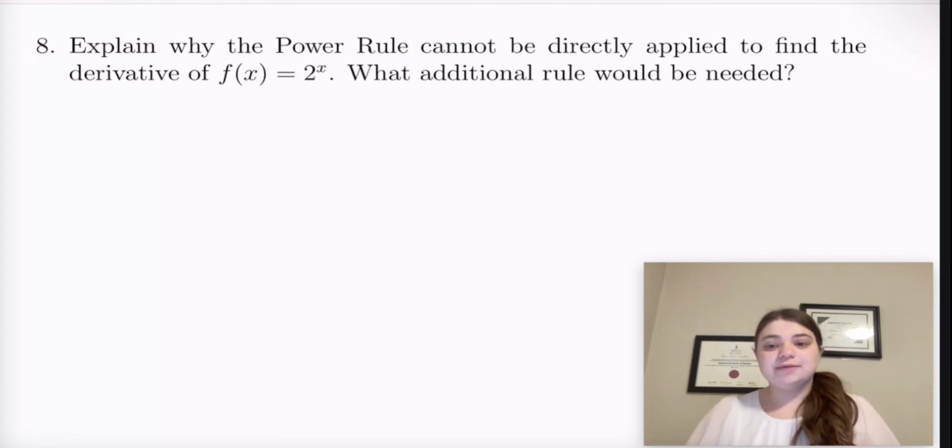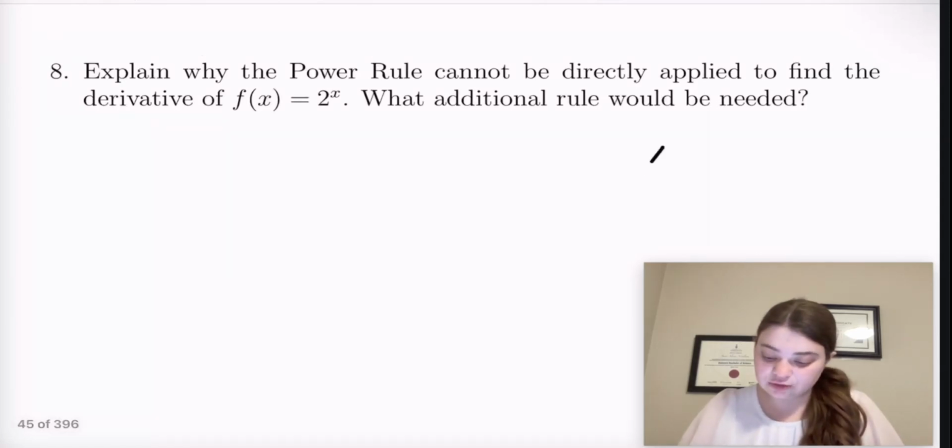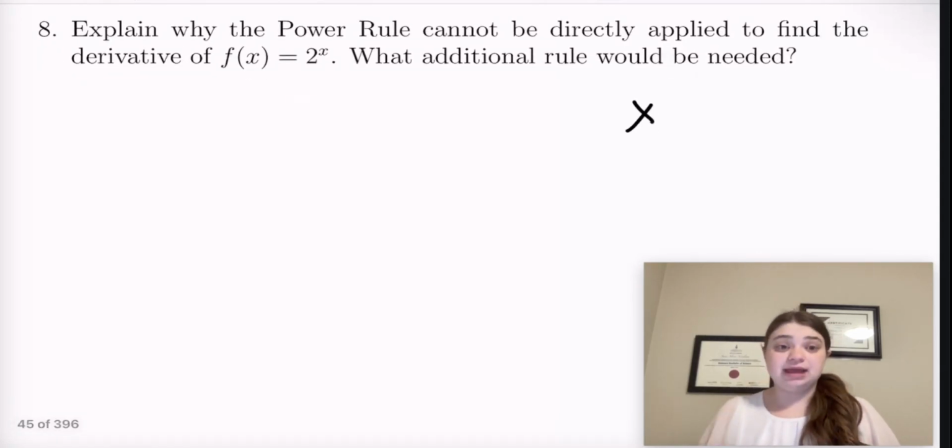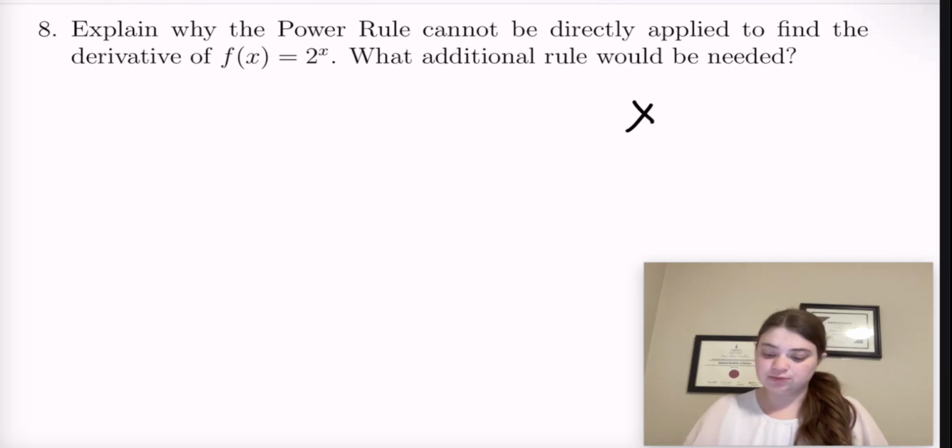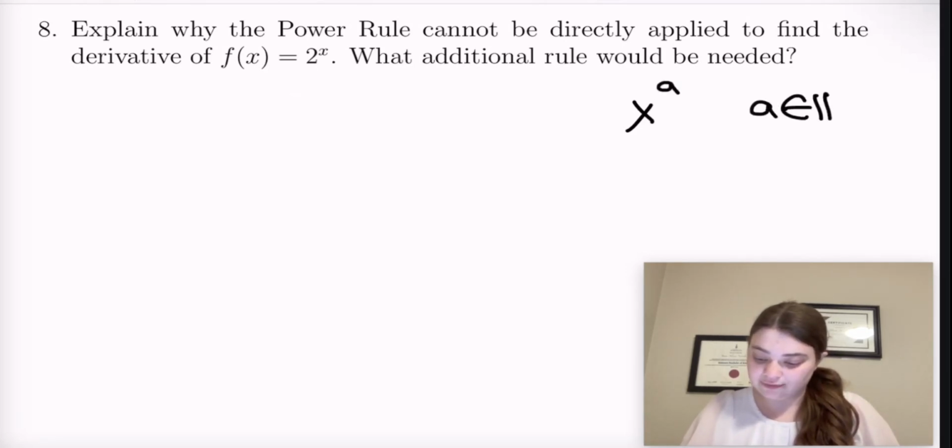It says to explain why the power rule cannot be directly applied to find the derivative of 2 to the power x, and asks what additional rule would be needed. Okay, so the reason is because the power rule applies when x, or a variable, is the base and the exponent is a real number, right? So it works when we have x to the power of a, where a is a real number.